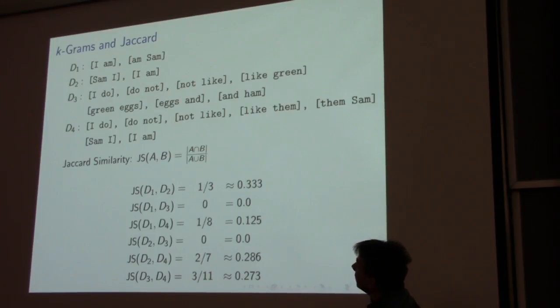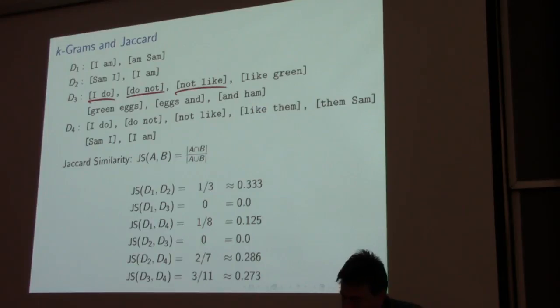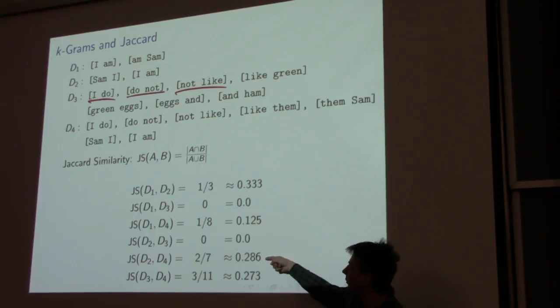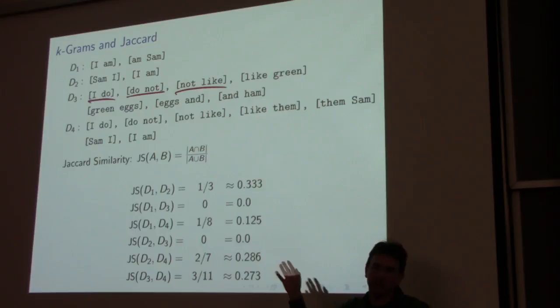And then D3 and D4 have the similarity with "I do not like", right? So it's got 3 things which are similar out of 11, and even though they're longer documents, they're about as similar as D2 and D4. These numbers are roughly the same.